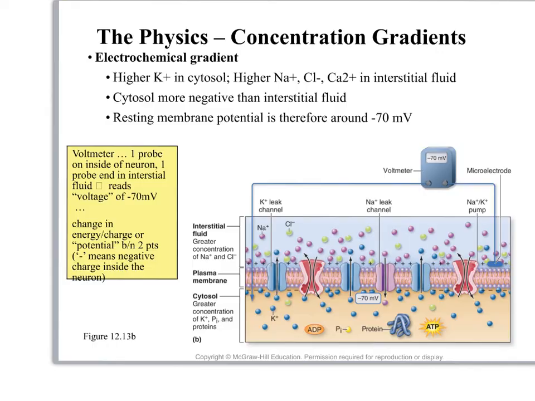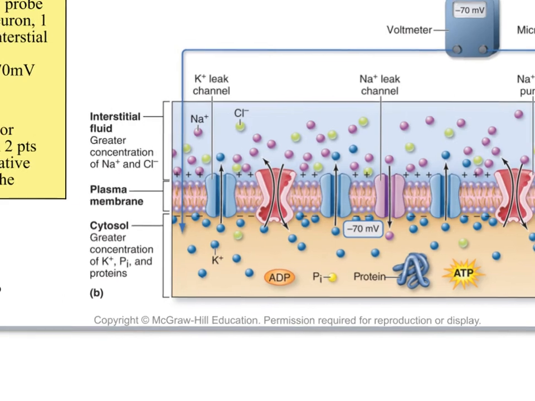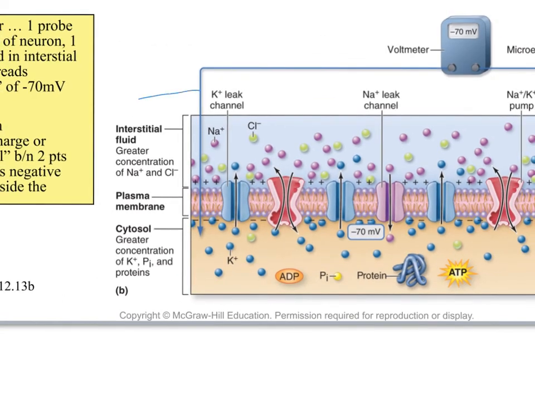All right. When we are looking at this electrochemical gradient, it's going to be determined by the ratio of these charged ions in the different areas. So if we look at this picture right here, they're showing this whole area as the interstitial fluid. So this is outside the cell. If we look at this area, it is inside the cell. So this is the cytosol.